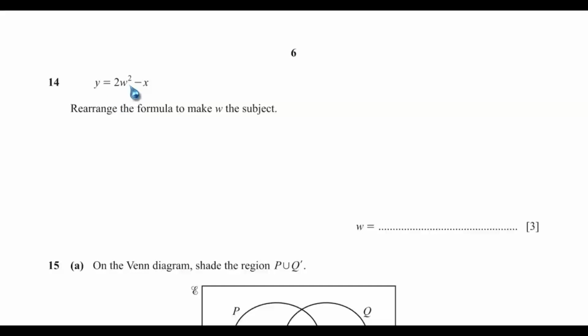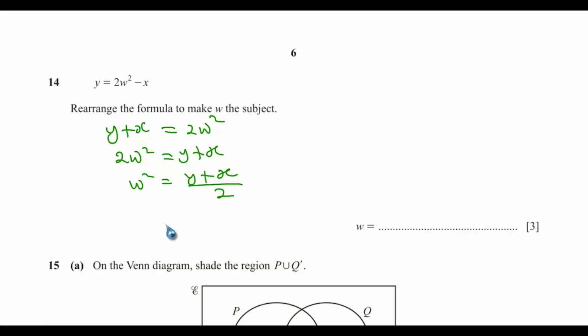So y equals 2w squared minus x. Rearrange the formula to make w the subject of the formula. So you have y plus x equals w squared. Then you can write it as 2w squared equals y plus x. Then you can have w squared equals y plus x, everything over 2, when you divide both sides by 2. And finally, w equals the square root of y plus x over 2. Okay, so that will be the final answer. So square root of y plus x, or x plus y, over 2.